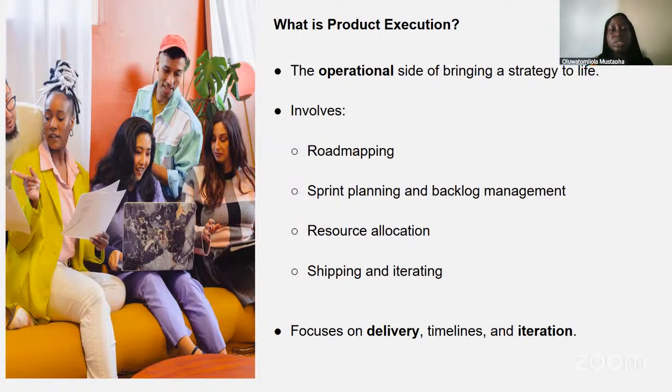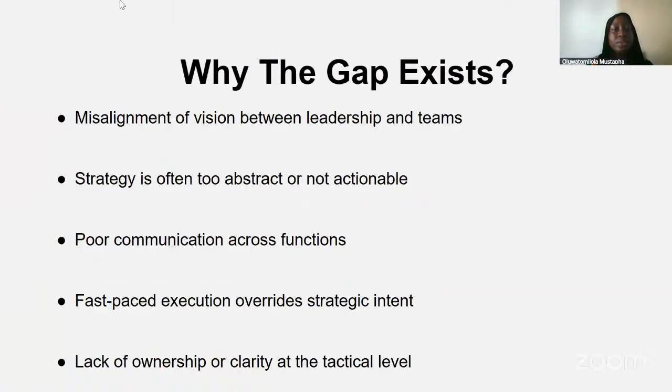It just makes it easy for everybody, because you don't want to be building something that is not useful. So you can go back to the drawing board and say, okay, we did this and it worked fine. Okay, I think this new feature will be okay. So product execution mainly focuses on delivery, the timeline and iteration. Then we go on to ask why the gap exists.